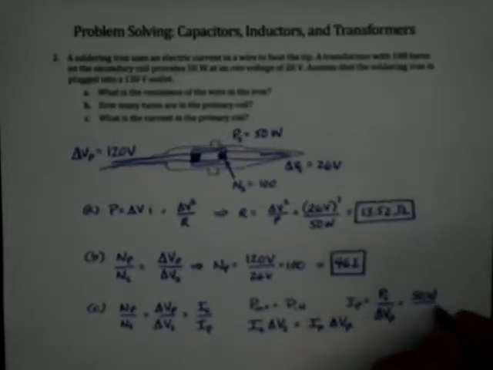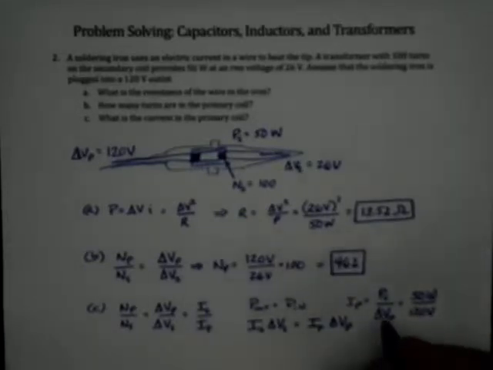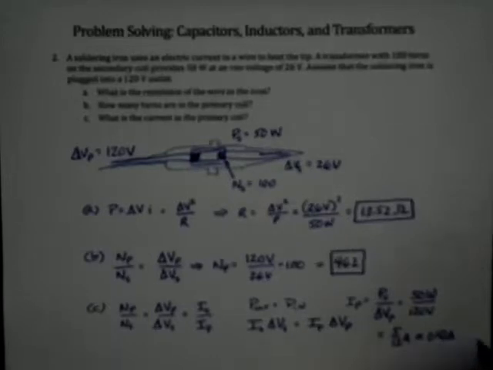So if we take 50 watts and divide by 120 volts, we get the current on our primary side to be about, well, it's exactly 5/12 of an amp, but for those of you that are not fans of fractions, that's about 0.42 amps.